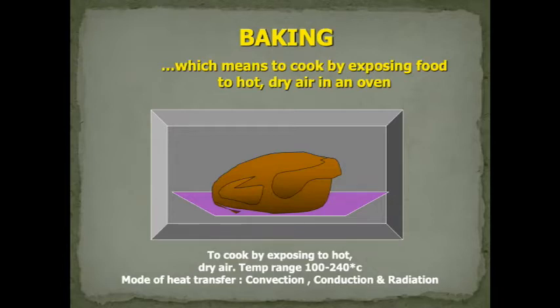For exceptional cases, baking temperatures can go up to 350 to 400 degrees Celsius also. The mode of heat transfer in baking is convection, conduction, and radiation. So all the three things happen when we bake.